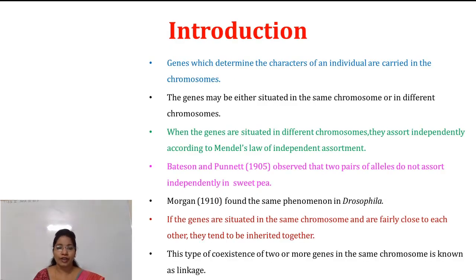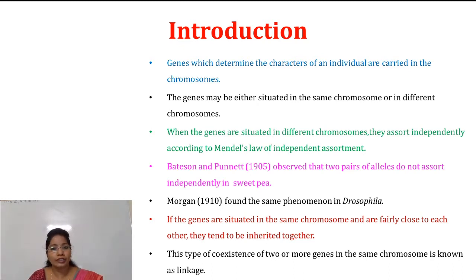So friends, we know that genes determine the character of an individual, and these genes are present on the chromosomes. On a chromosome, these genes may be situated closely or they may be distantly apart. When these genes are situated on different chromosomes, they assort independently according to Mendel's law of independent assortment.